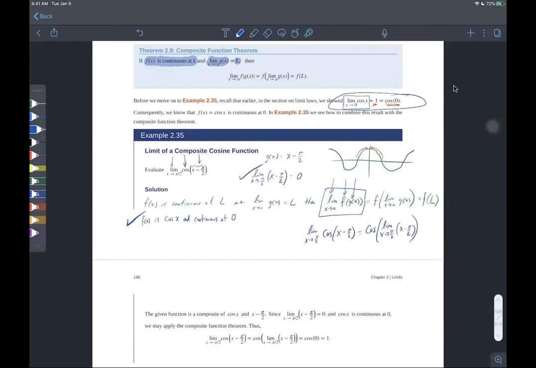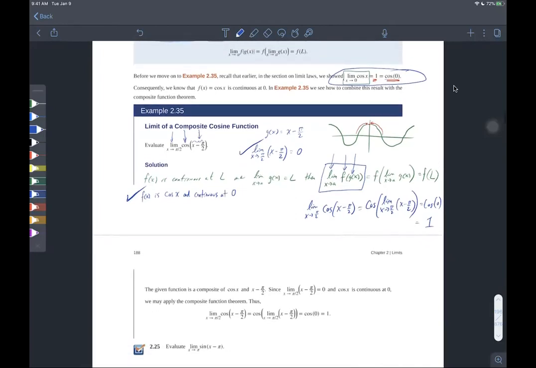Now, we already took that limit, and we said that the limit was 0. And so this works out to just be the cosine of 0, which is equal to 1. So this somewhat complicated limit can be broken down into a simpler limit, and then we apply a function to it. And so we got our answer of 1. So let's just go through the solution one more time.